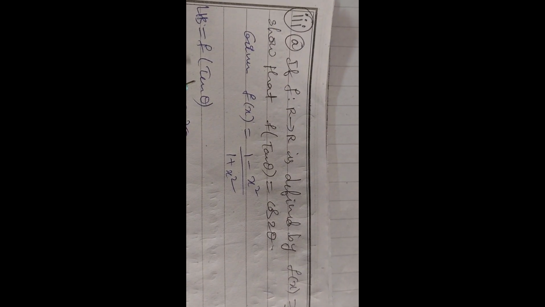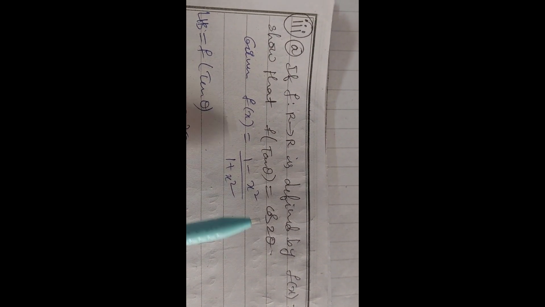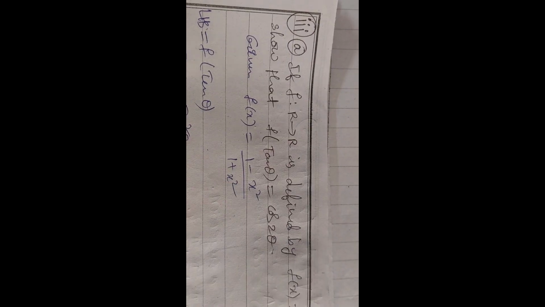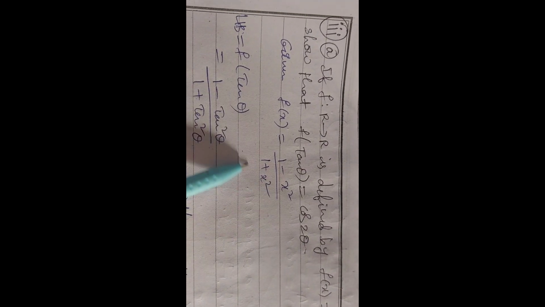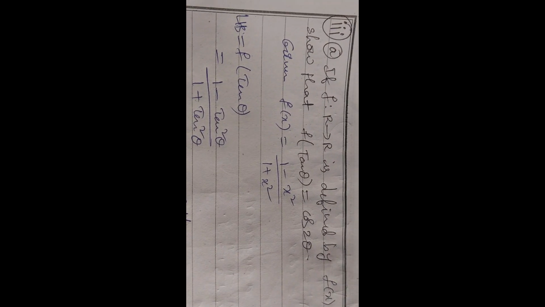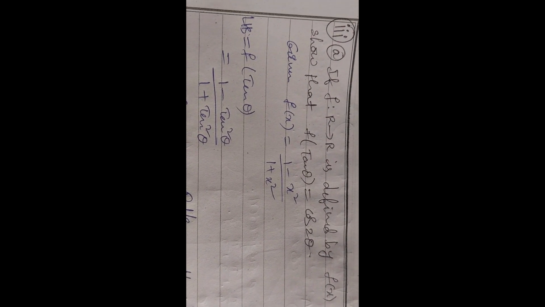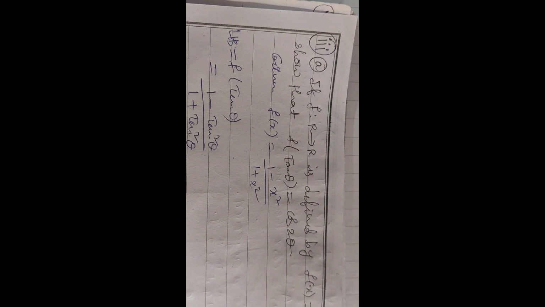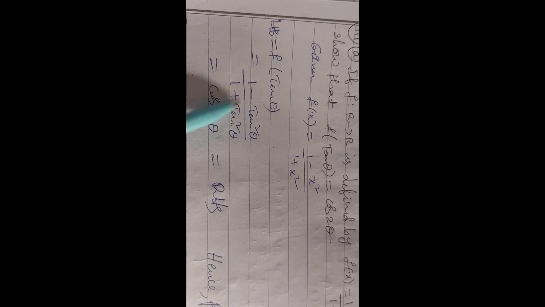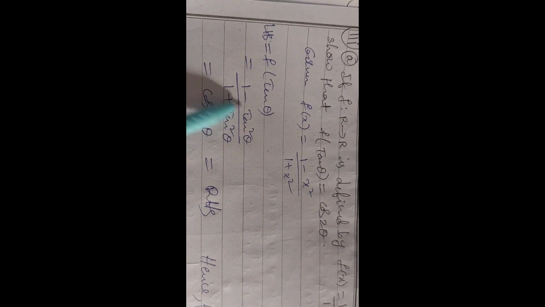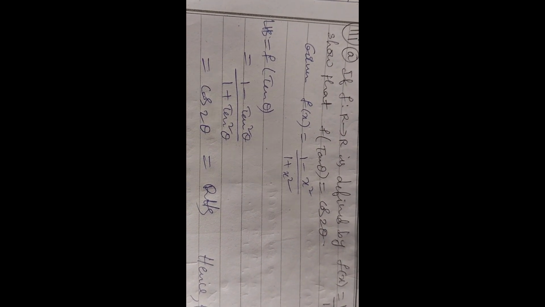So f of tan theta means wherever x is there you have to put tan theta. In the numerator you have to put tan theta, in the denominator you have to put tan theta. So it becomes 1 minus tan square theta by 1 plus tan square theta. Okay, it is looking like the trigonometric formula, the cos 2A formula. So this becomes cos 2 theta, that is our RHS, hence proved.